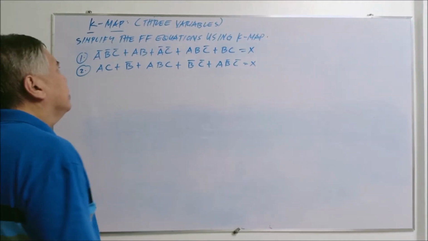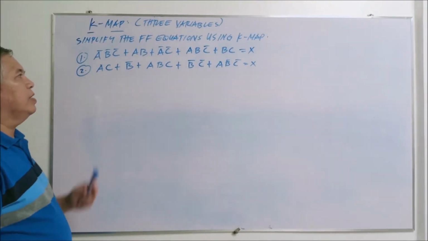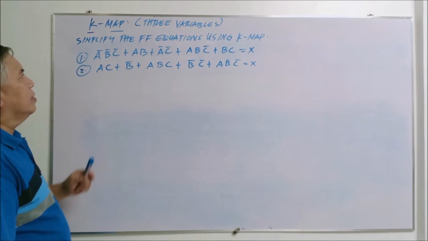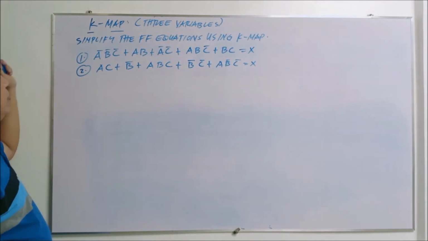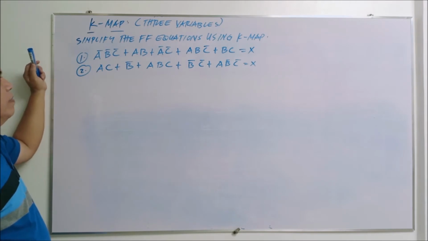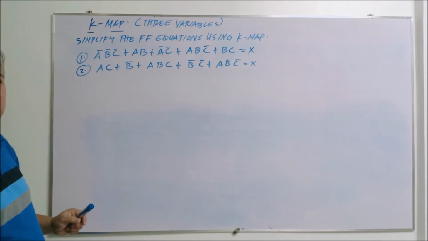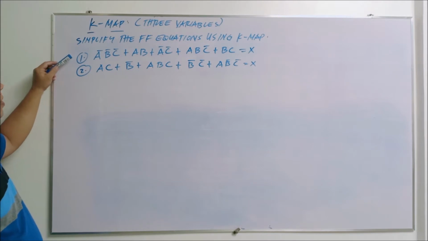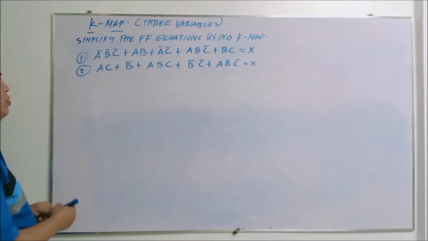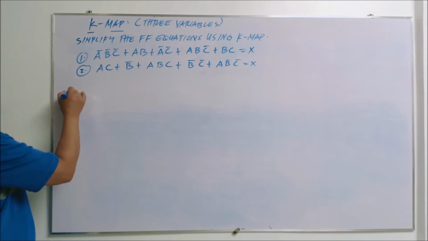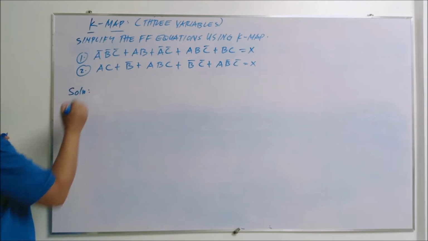Okay, so let's have an example on a three-variable map. Let's say we simplify the following equation using the K-map. So you have here problem number 1 and problem number 2. So how do we solve problem number 1? What will be our solution?